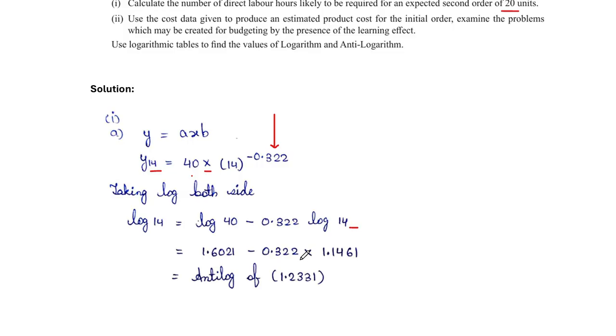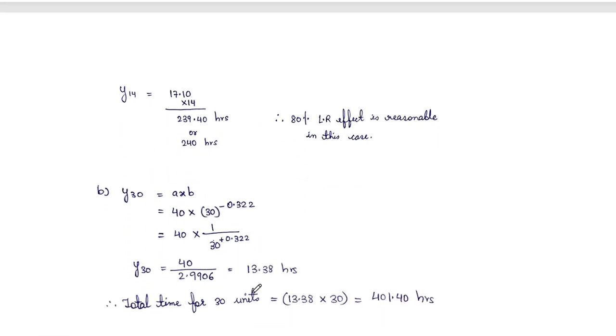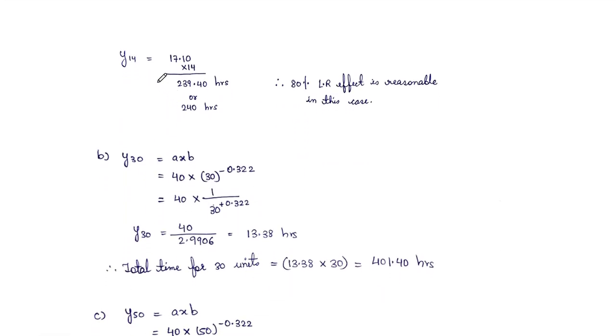Minus 0.322 into log 14 value is 1.1461. If we solve further, we will get 1.2331. Now we will find the antilog of 1.2331. So antilog of 2331 will be 17.10. So this is the average time for 14 units.